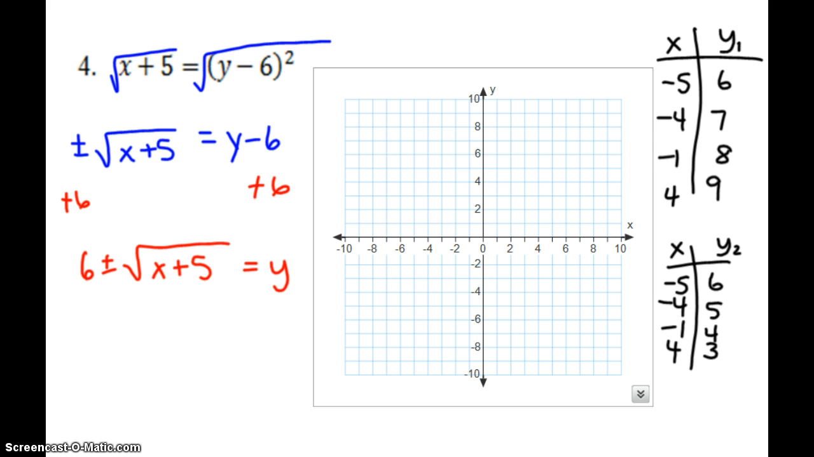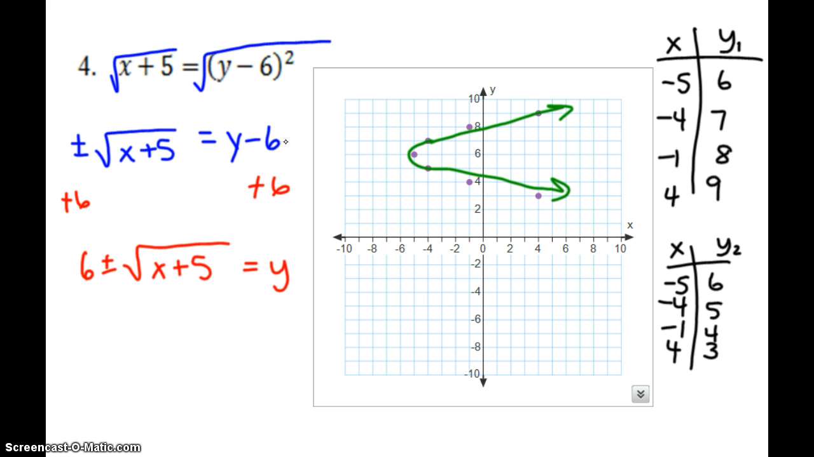So -5, 6, -4, 7, -1, 8, and 4, 9. Here, and 4, oops, that was not the right point, there it is, and 4, 3. Alright, so there is my parabola as it opens right. A little messy here, but you get the picture.